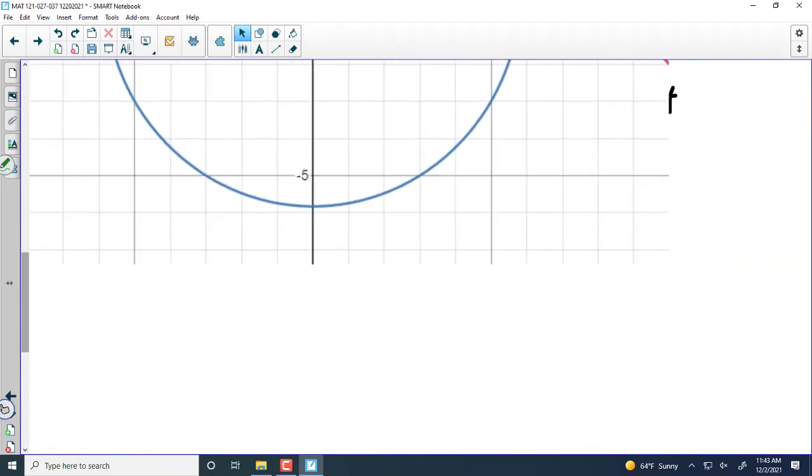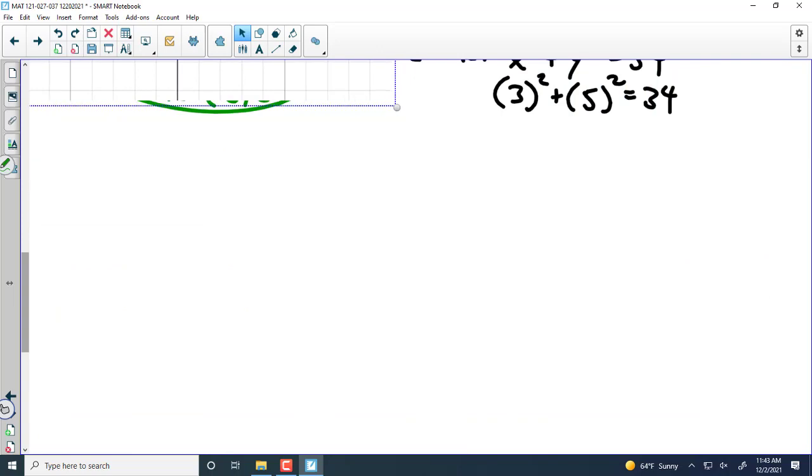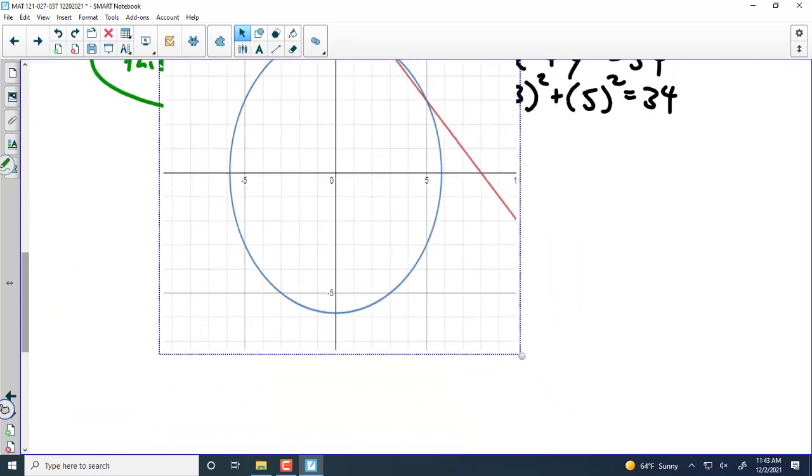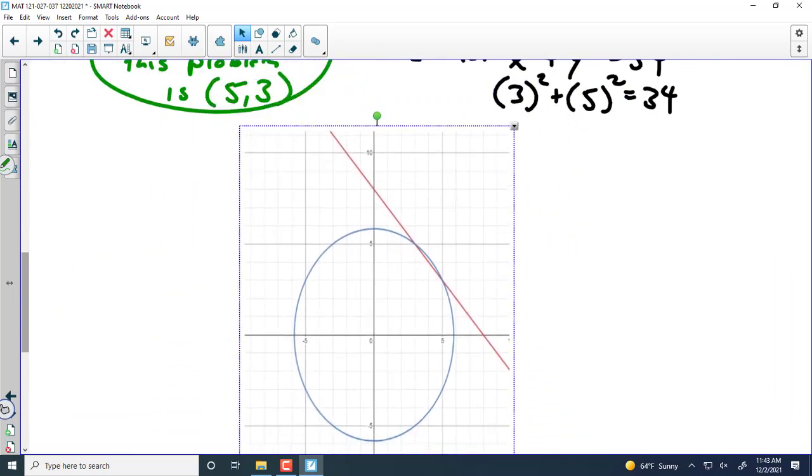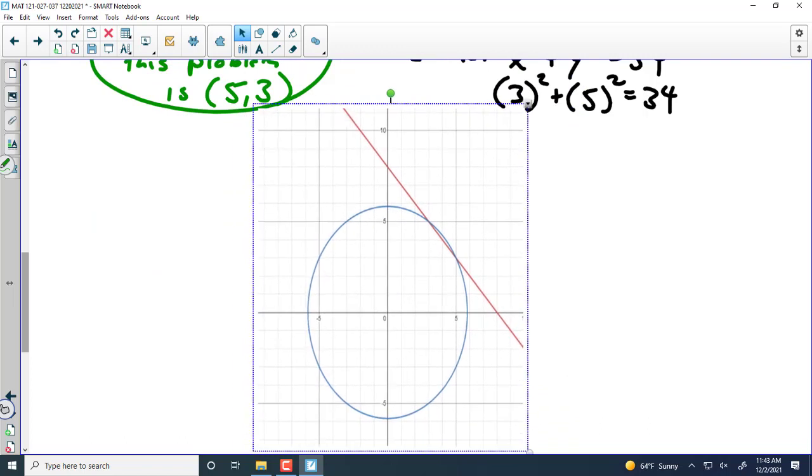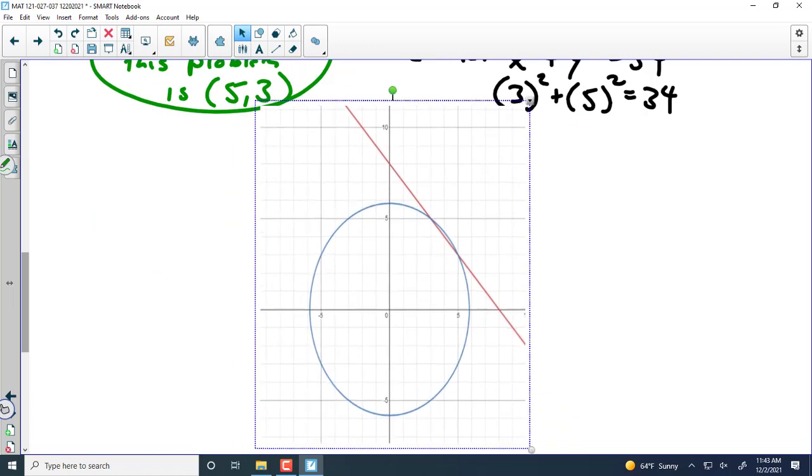As you can clearly see, and now it's all distorted. That is a circle, everyone, not an ellipse. It's just a distorted circle. But right here is the ordered pair (5, 3), and right here is the ordered pair (3, 5).